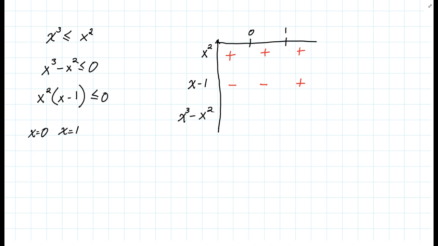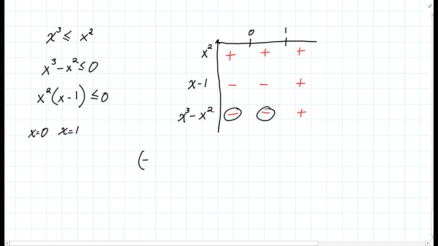Okay? So when we are looking at the entire function, we're looking at a negative times a negative. That's a negative. A negative times a negative. That's a negative again. And then a positive times a positive. And that's a positive. So our entire function, we're interested in when this is less than or equal to 0. So we're looking at the two minus signs.